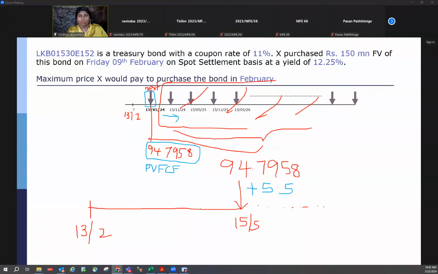Now, on 15th of May, I have a cash flow of, how much is that? 94.7958 plus 5.5 is 96.2958. Am I correct? This is my future cash flow. So, what is the value of this cash flow today? What is the present value of my future cash flow? I now only have one cash flow. What is the value of it today?